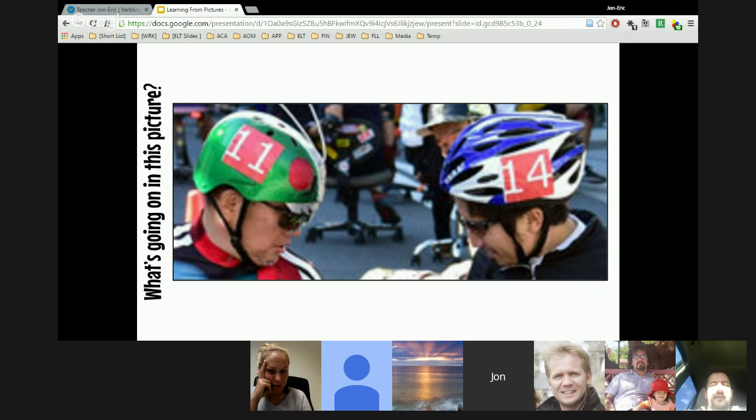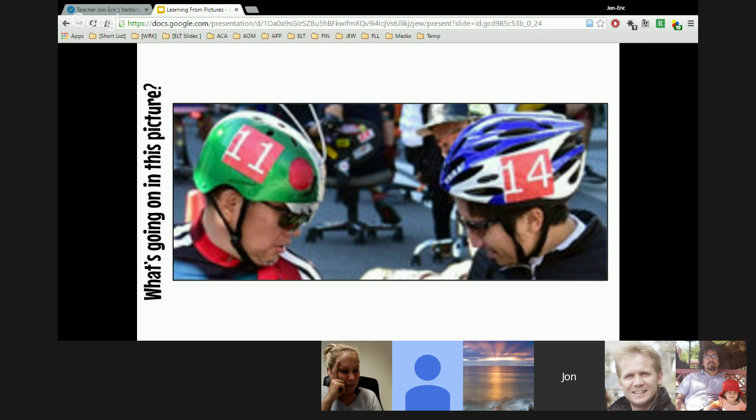What else do they have on? They have helmets on. They have sunglasses on. What else do they have on? What's keeping the helmets connected to their heads? Let's see if anyone else knows. Does anyone else know what that's called? What is keeping the helmets on their heads?